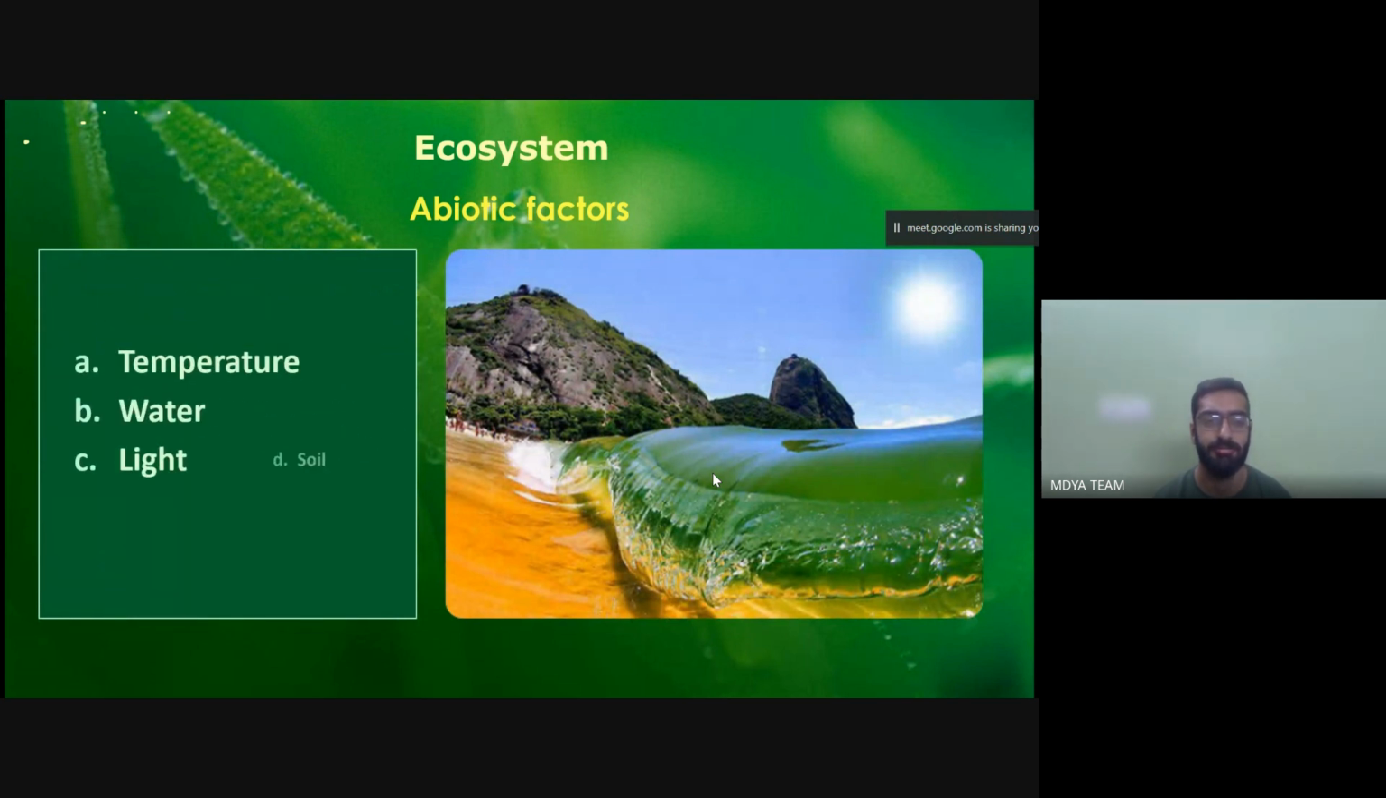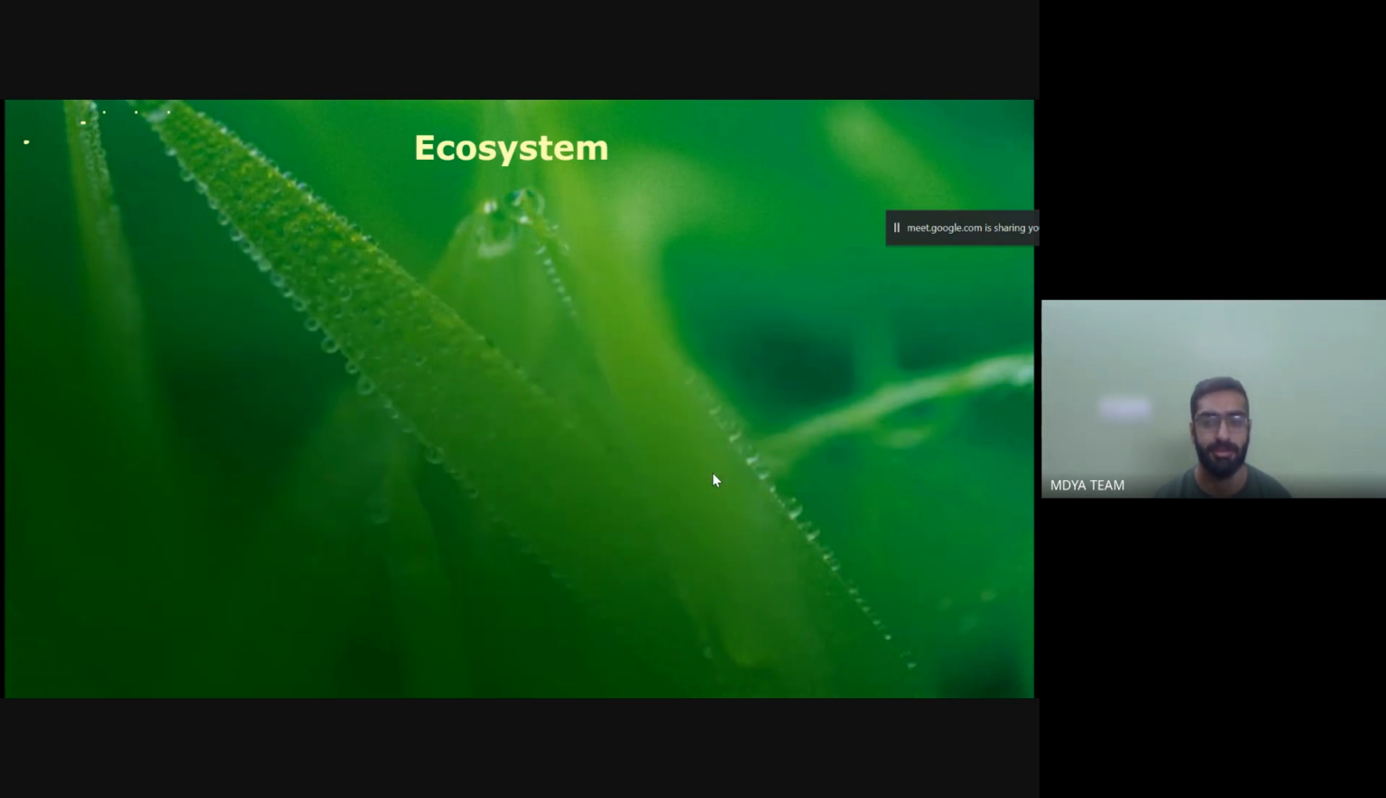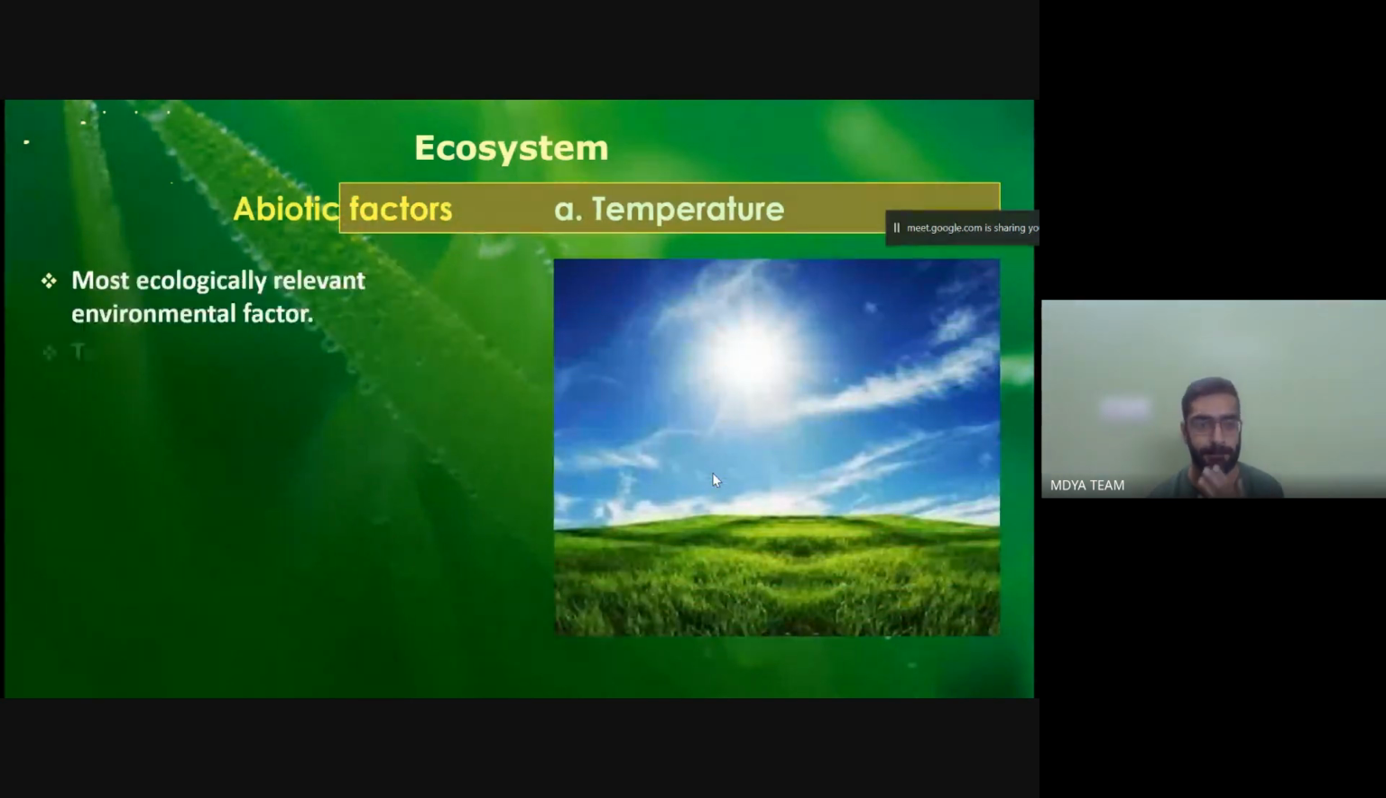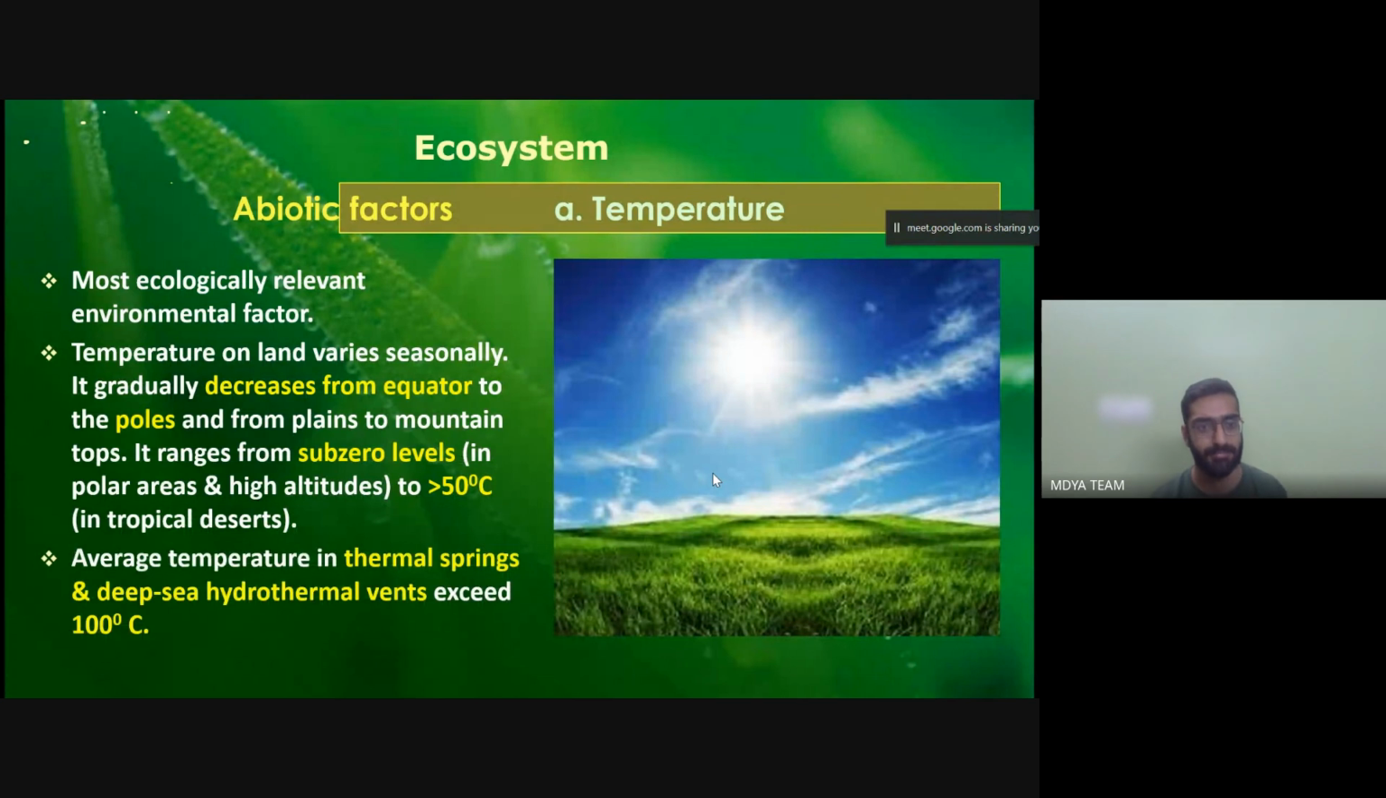So these are similar things: the temperature, water, light, and soil, the abiotic factors that I just told you about. First, we understand the temperature, one of the abiotic factors that affects the ecosystem. It is the most ecologically relevant factor, like I told you with the examples.